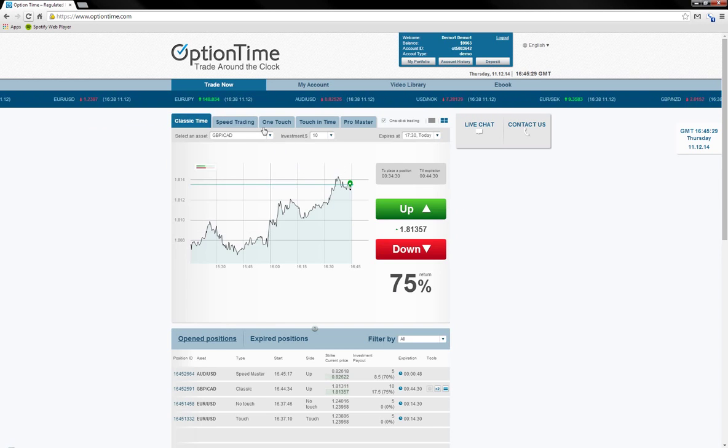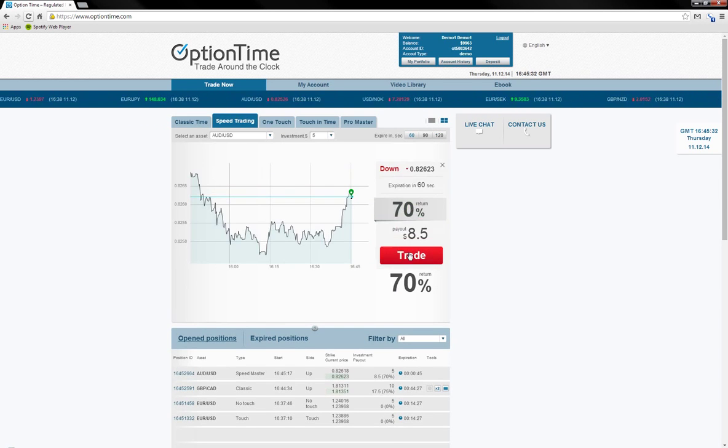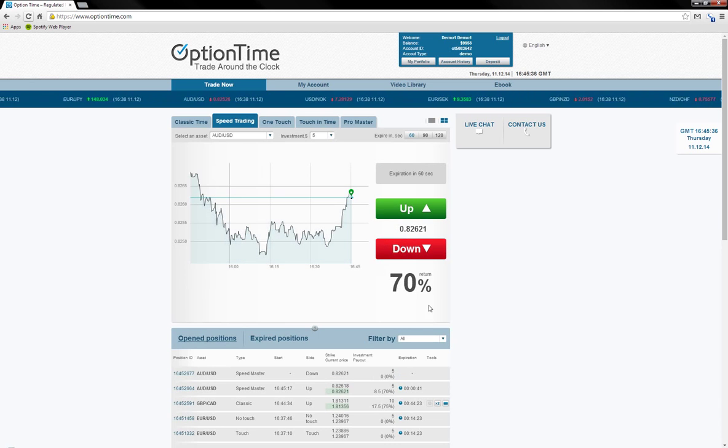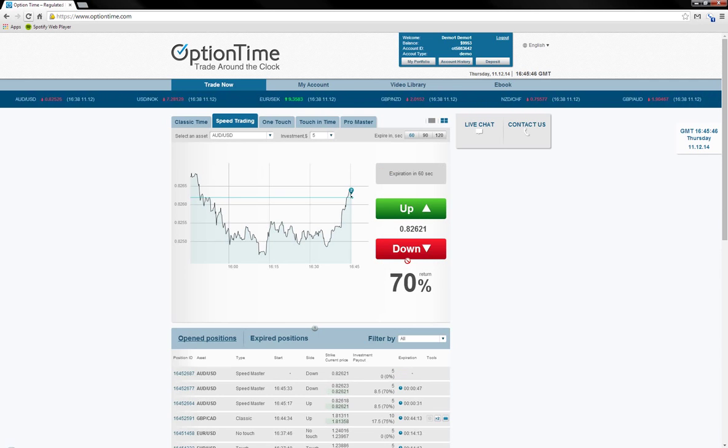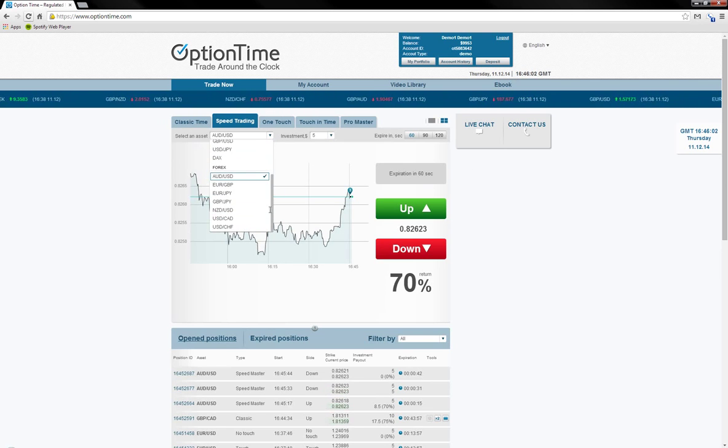So let's say I want to take an up, 75% return. Returns are not too bad. Payout investment on the longer term is $10 and up. So we hit trade, and we are in. There's the new one opening up, and it tells you what kind of trade it is, classic. Let's go to speed trading. This would be more along the lines of what a lot of people use. The only drawback I can see here is they don't offer 5 minutes. They offer 60, 90, and 120.